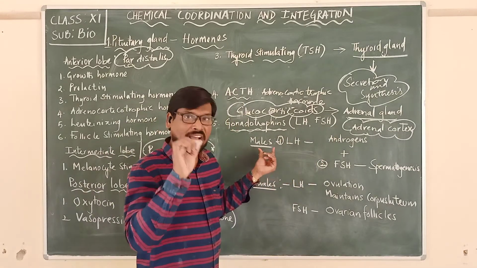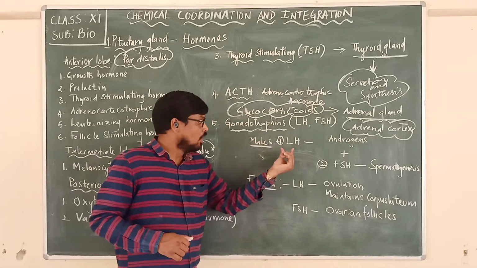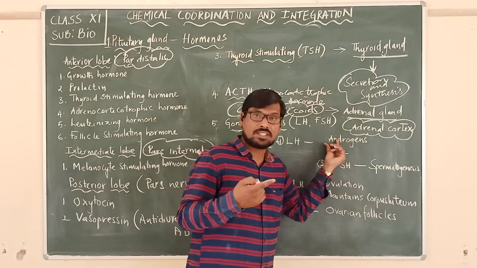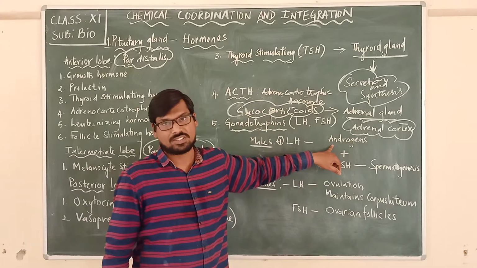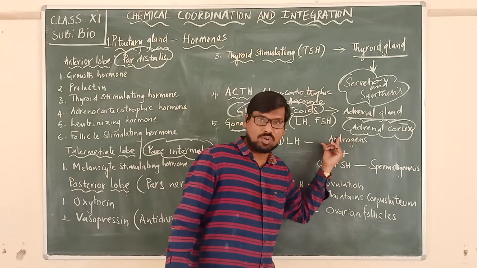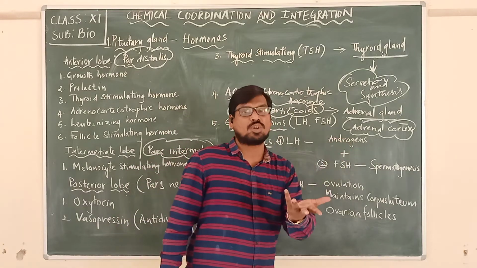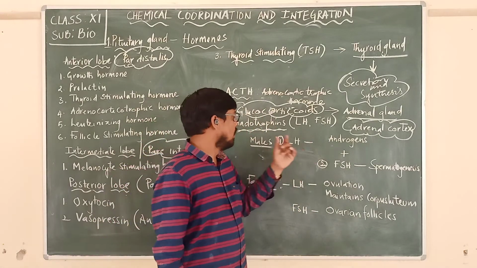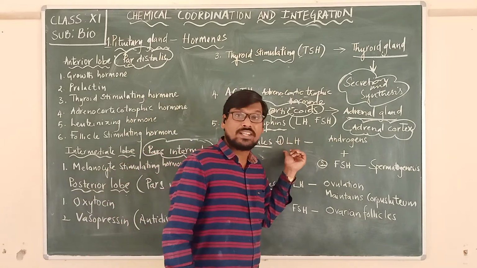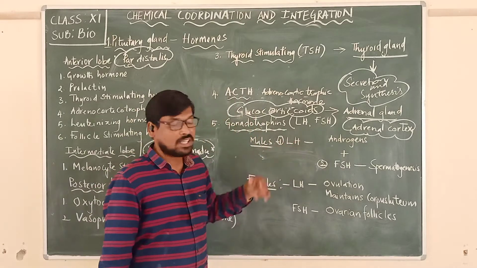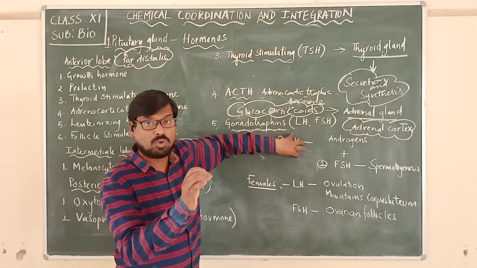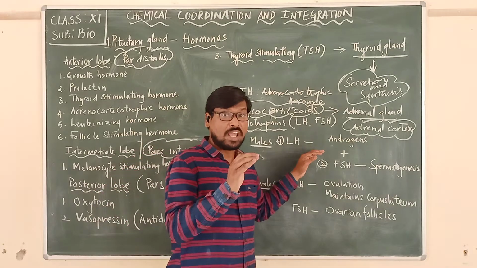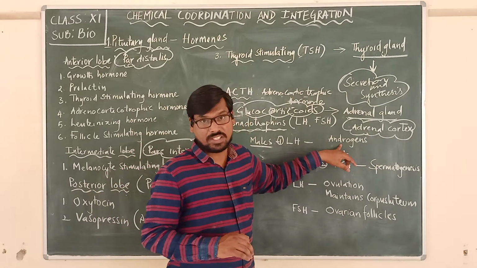When they are produced in the males, luteinizing hormone will help in synthesis and secretion of androgens. Androgens are male sex hormones, like testosterone. That is under the control of luteinizing hormone. Luteinizing hormone is produced from the anterior lobe of the pituitary gland, reaches the testes and stimulates the testes to produce the androgens.